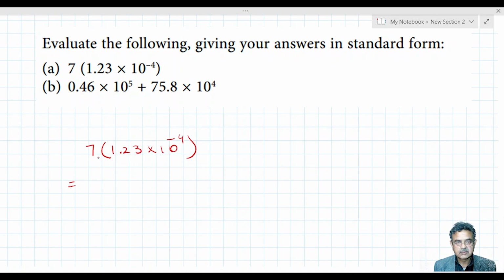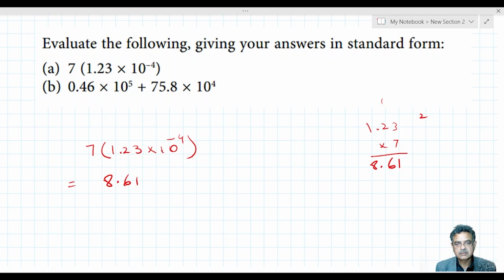So this will be 7 multiplied by 1.23. So ignore this decimal while multiplying. 7 3s are 21, 2, now 7 2s are 14 plus 2, 16, 1, 7 plus 1, that is 8. So this will be 8.61.